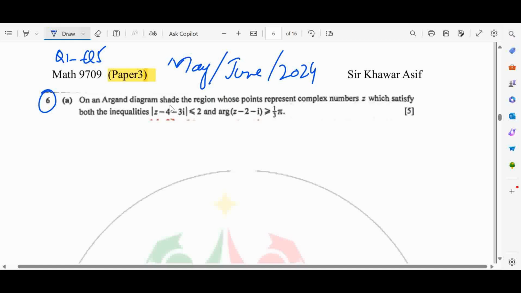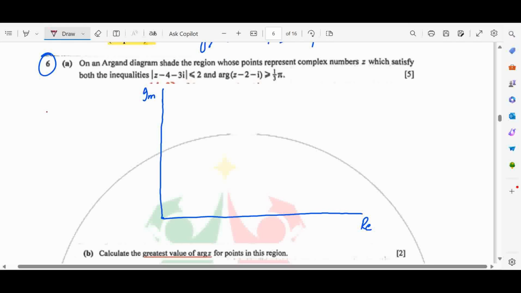On an Argand diagram, shade the region whose points represent the complex number z, which satisfies both the inequalities. Okay, now let's see. First of all, let me draw the Argand diagram. From the first inequality we can see that |z - 4 + 3i| is less than or equal to 2. Now this shows the center of the circle, and this shows the radius.